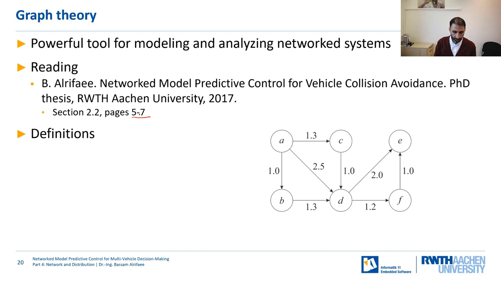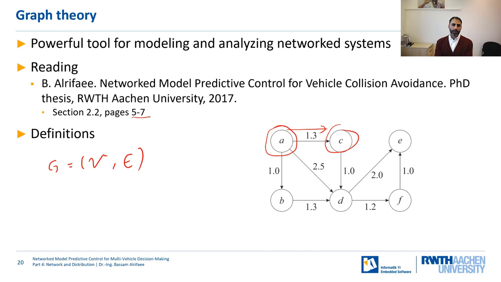And actually, I don't want to go through definitions with you, but I just want to say what a graph is. A graph is a pair of vertices and edges. The vertices we usually draw as circles, and the edges are the connections between the circles. And there are directed and undirected graphs.